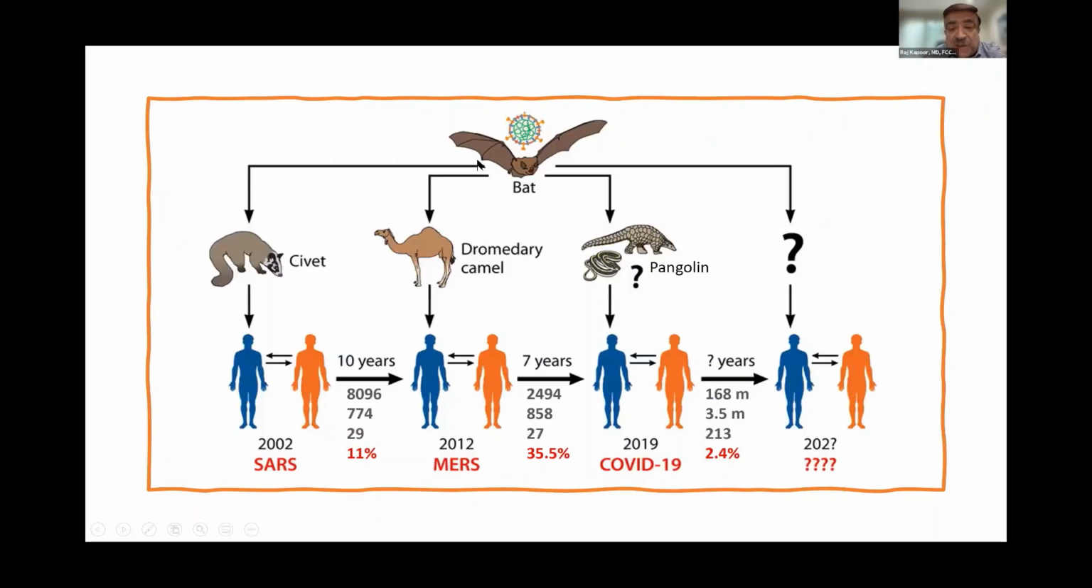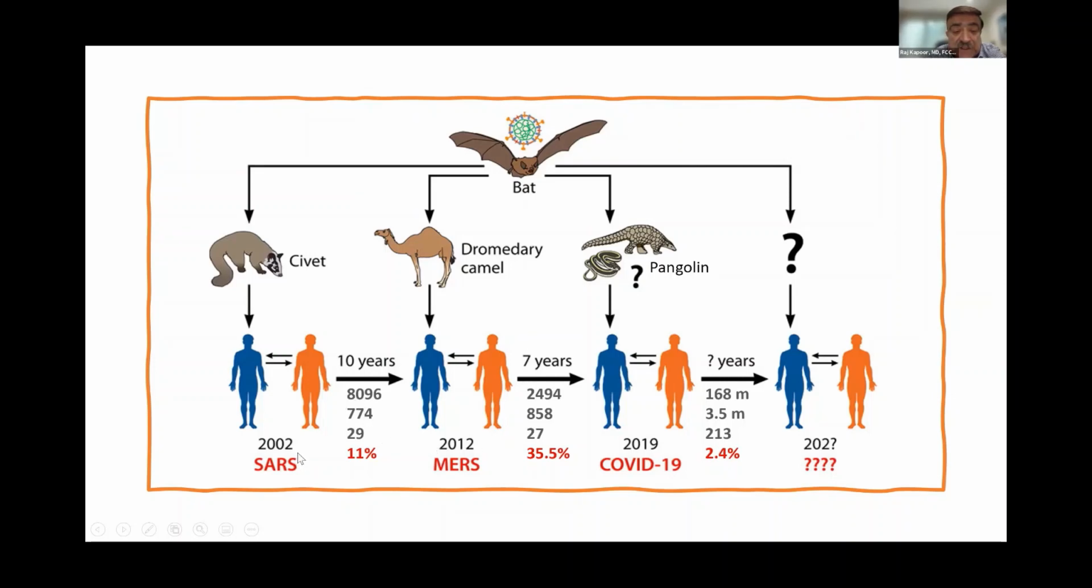The horseshoe bat has been the reservoir for coronaviruses for centuries. And in 2002, it jumped into civet and then into human beings and caused SARS-CoV-1. And in 2012, it caused the Middle Eastern Respiratory Syndrome. And now in 2019, it caused COVID-19. So these 3 viruses have a lot of similarities and also some differences.